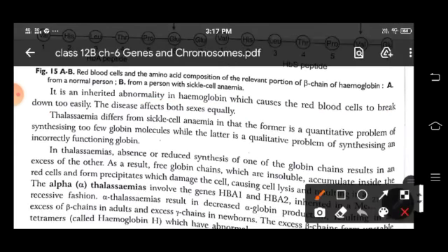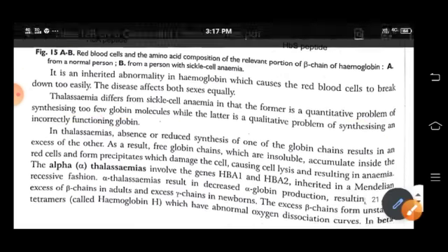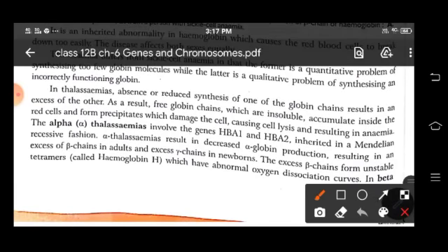Thalassemia differs from sickle cell anemia because sickle cell is a qualitative problem of synthesizing an incorrectly functioning globin, while thalassemia is a quantitative problem of synthesizing too few globin molecules. So in thalassemia, absence or reduced synthesis of one of the globin chains results in the excess of the other. As a result, free globin chains which are insoluble accumulate inside the RBCs and form precipitates which damage the cell, causing lysis and resulting in anemia.